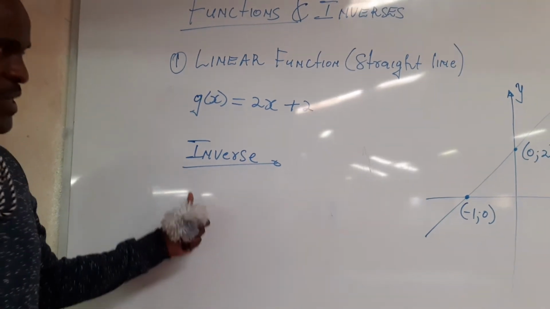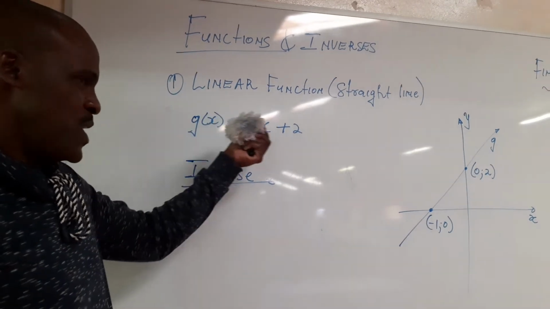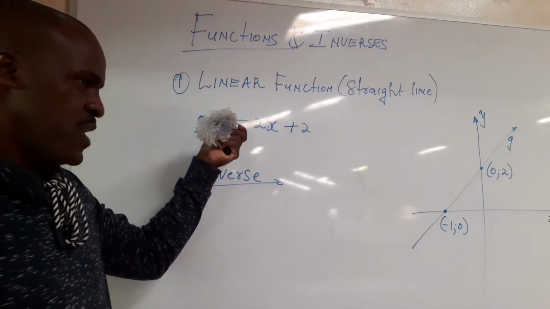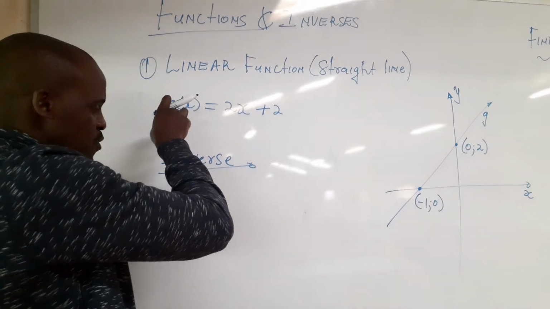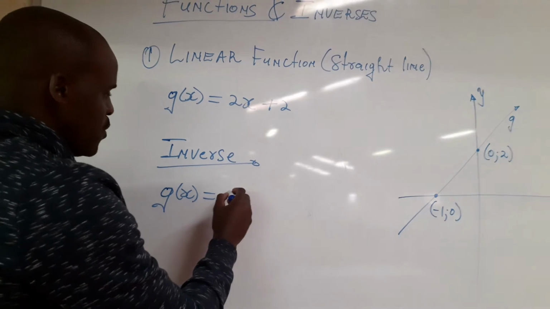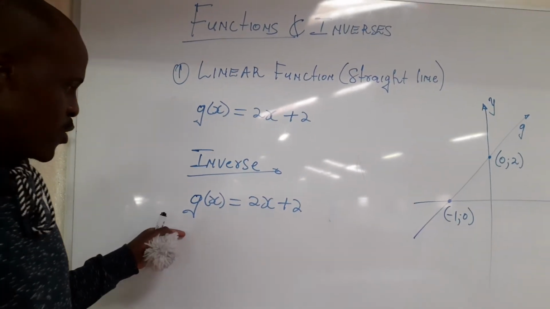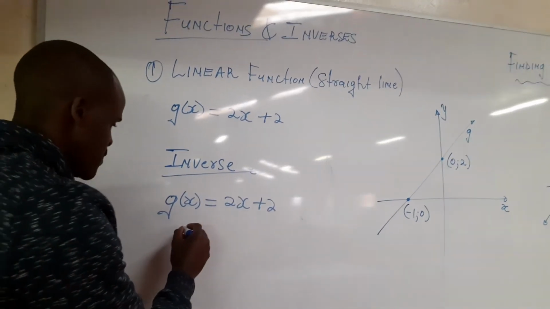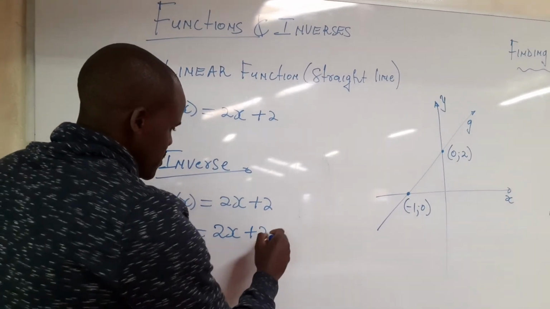The inverse, right. The inverse is where we are going to swap x and y. In the place of x we put y, in the place of y we put x. That's how to find the inverse. Where there is y, we put x, where there is x, we put y. Let's see. We've got g(x) equals 2x plus 2. Before you swap the points, write this in the form y equals. So this will be y equals 2x plus 2.